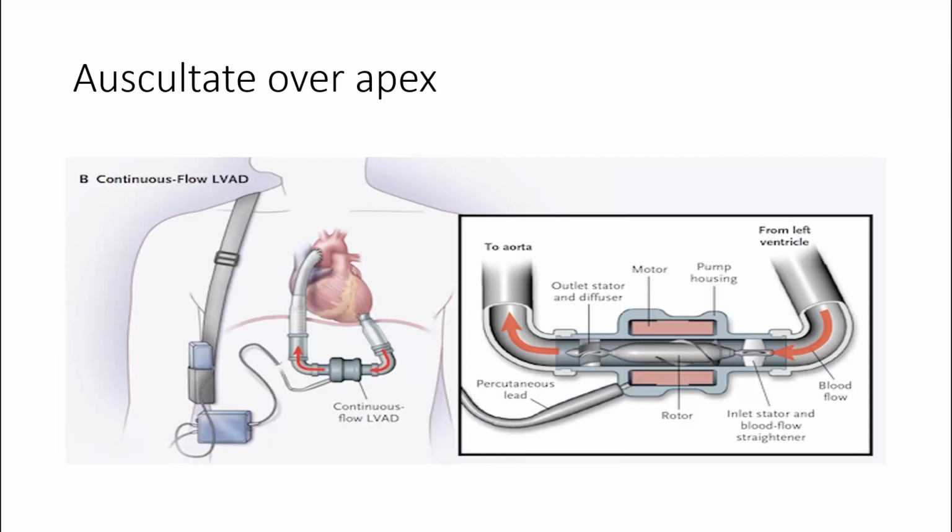Another thing to do when you assess these patients is assess over the apex of the heart. In other words, assess at the 5th intercostal space, just left of the mediastinum. That's where the left ventricle should be, and listen for a whirling sound.